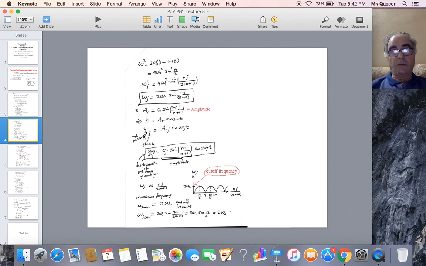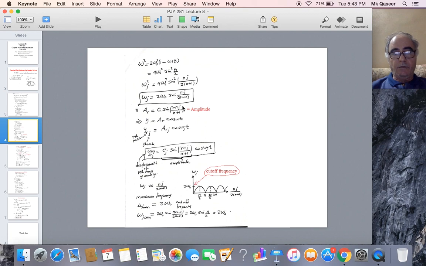So y sub rj, where r is the index for the rth particle and j is the mode index, is equal to a sub rj times cosine omega j t. Substitute for a sub rj. We get this expression: y sub rj equals C sub j sine of r j pi over n plus 1 times cosine omega j t. This is the displacement of the rth particle at mode j. This thing is the amplitude.